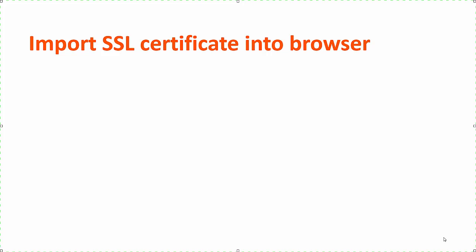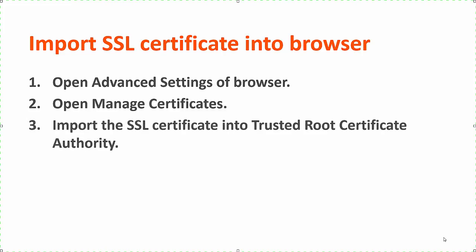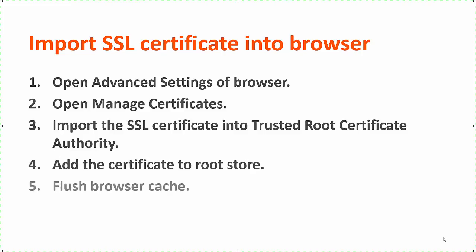Import the SSL certificate into your browser. We ran through similar steps earlier when we imported the root CA certificate into the browser. This time we're going to import the SSL certificate itself. Open the advanced settings of the browser, open Manage Certificates, import the certificate into the trusted root certificate authority, add the certificate to the root store, and then flush the browser cache.